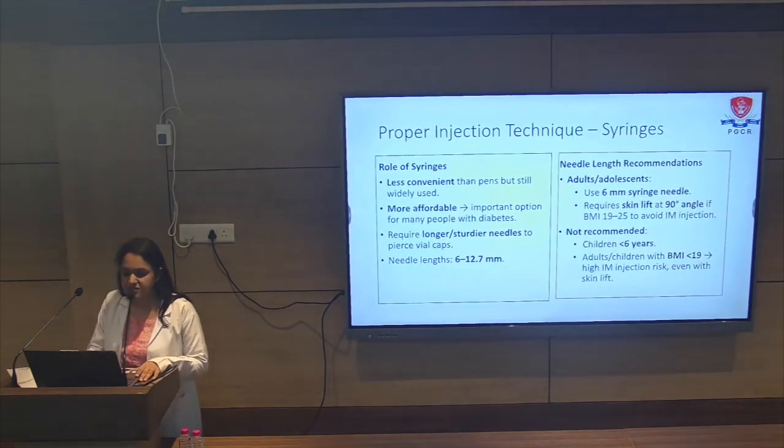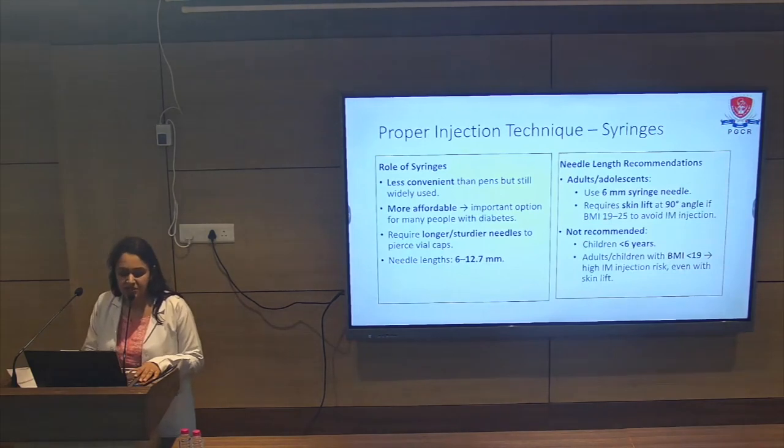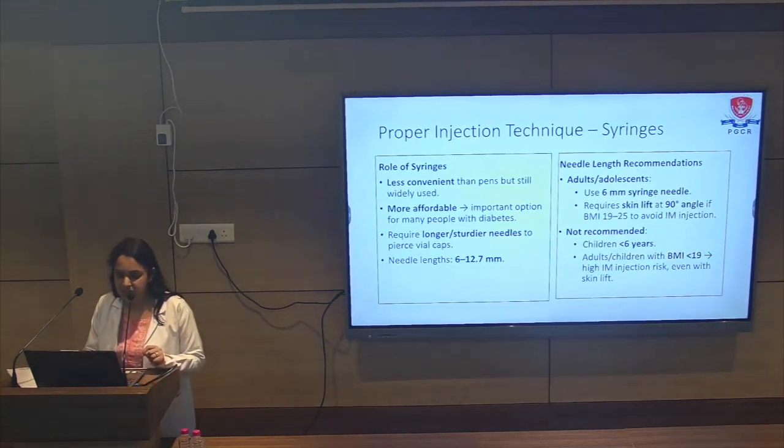Now, if the patient is using syringes, they are less convenient than pens, but they are still widely used as they are more affordable. We require longer or sturdier needles to pierce the vial caps. So the needle length is around 6 to 12.7 millimeter. Needle length recommendation for adults is that we can use a 6 mm syringe needle.